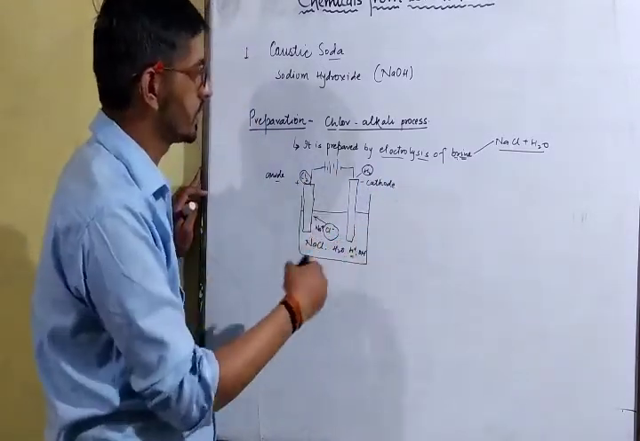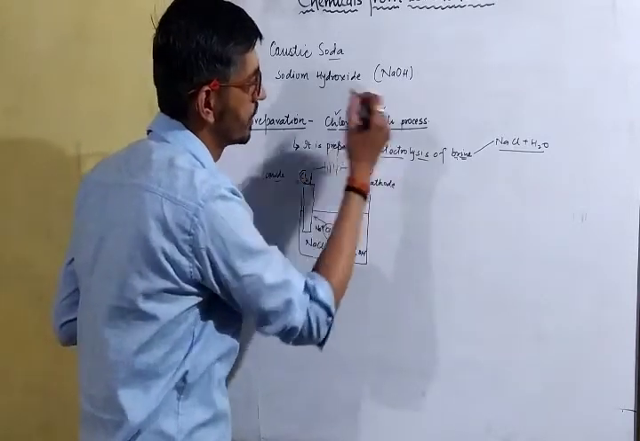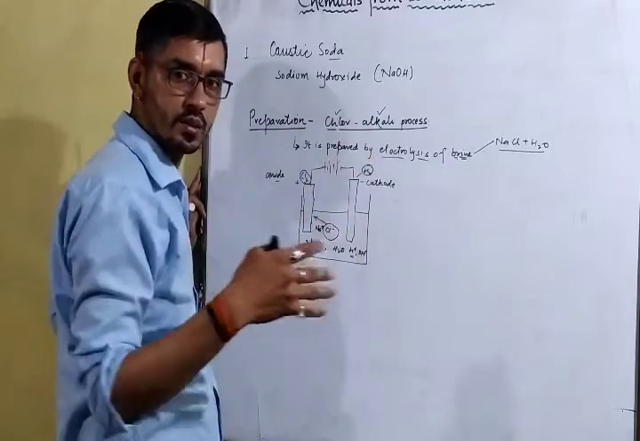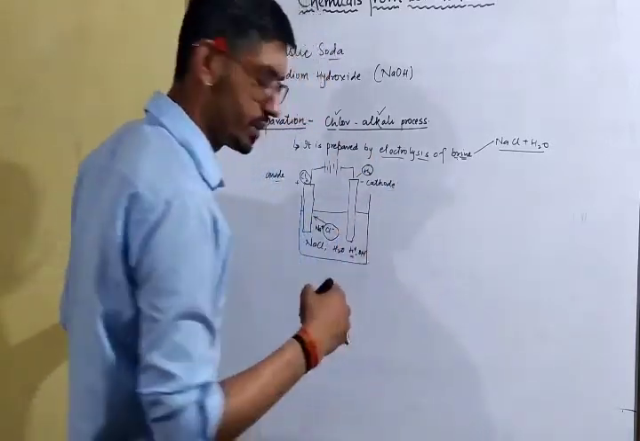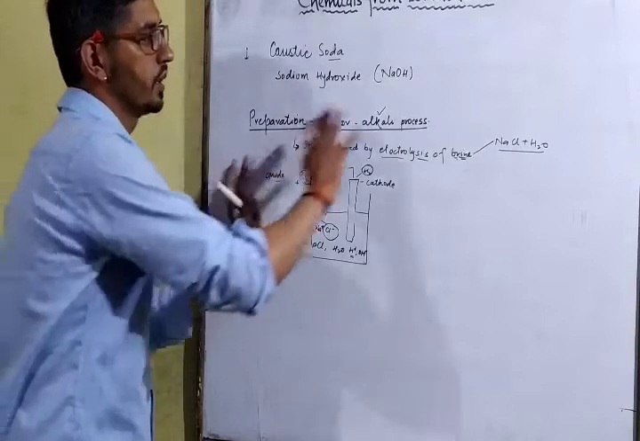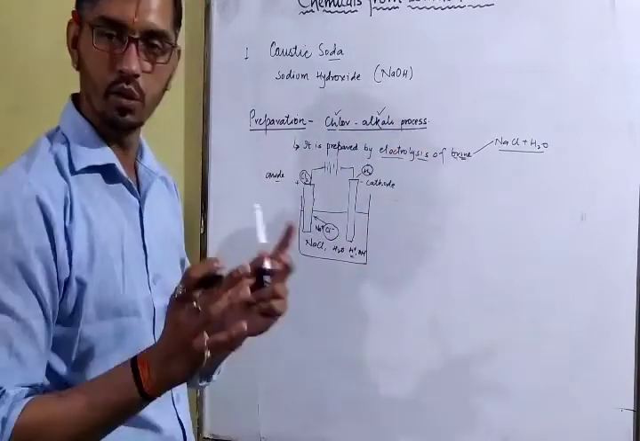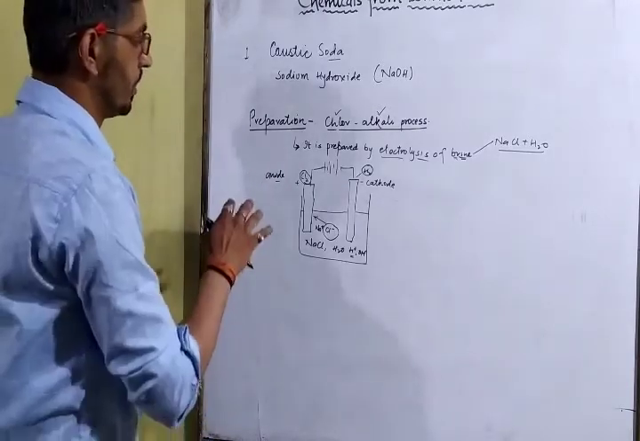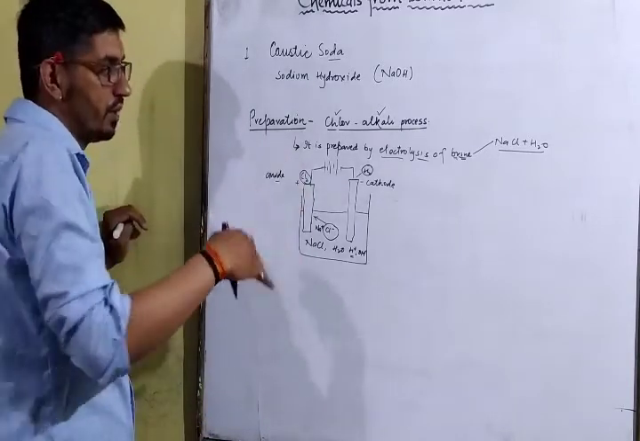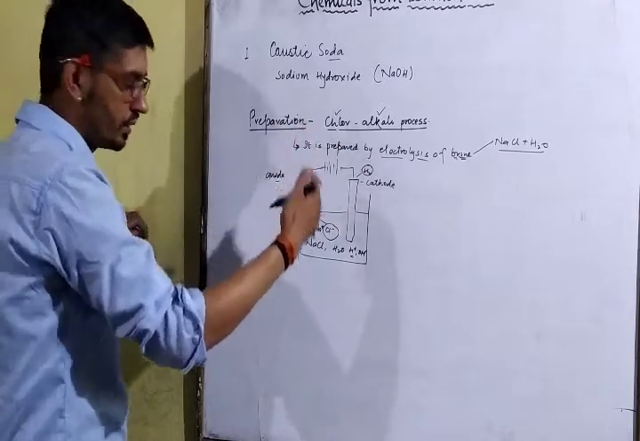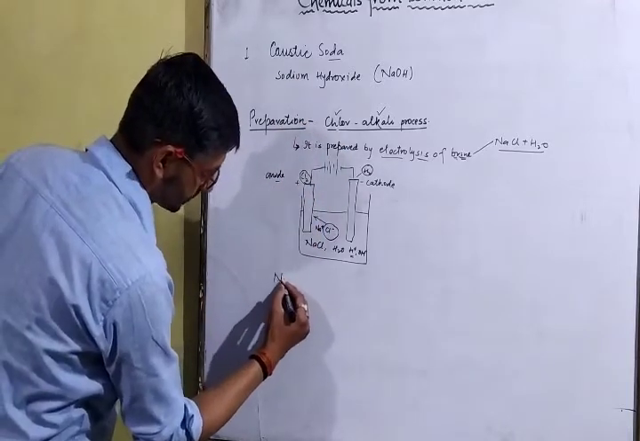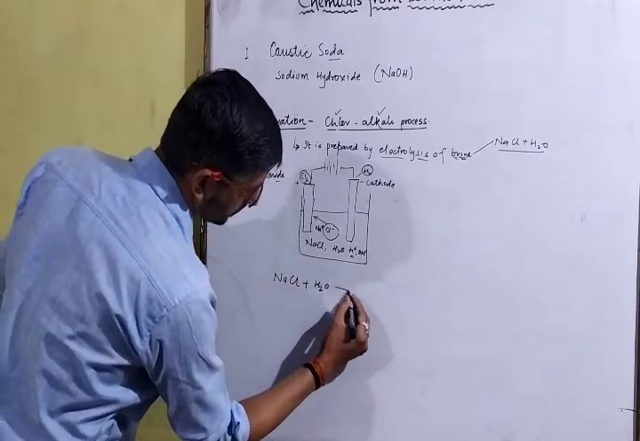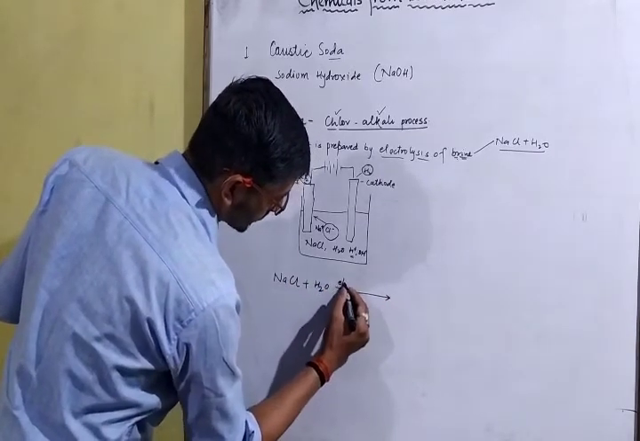So in this process, two products we are producing, that is chlorine and alkali, and every product has its significance. First, I'm just writing the preparation. I'm telling you about the whole process. Now, what is the reaction for the preparation of caustic soda? The reaction will go like this: NaCl plus H2O on passing electricity.